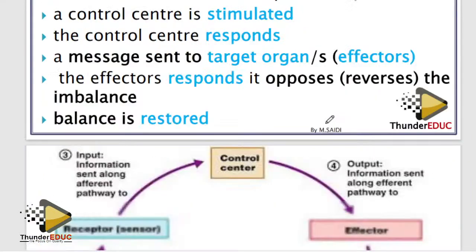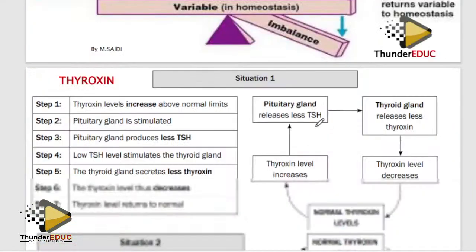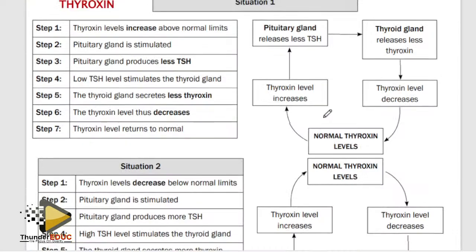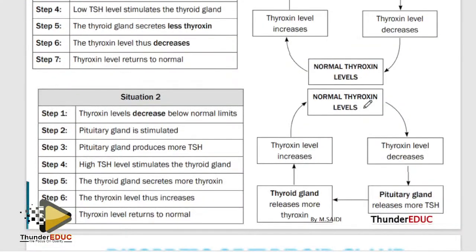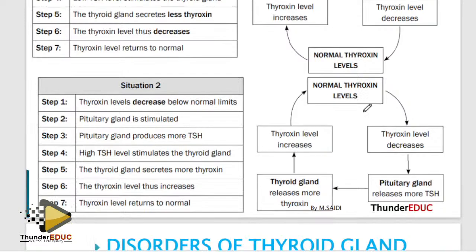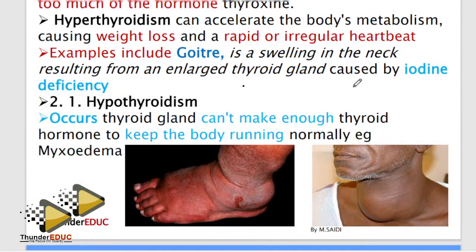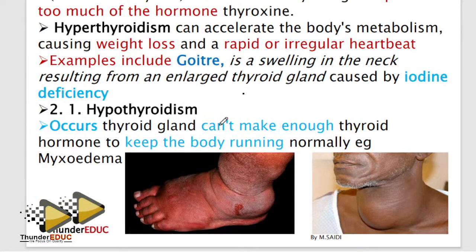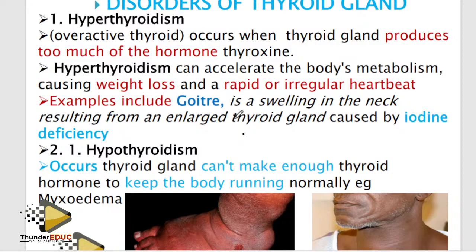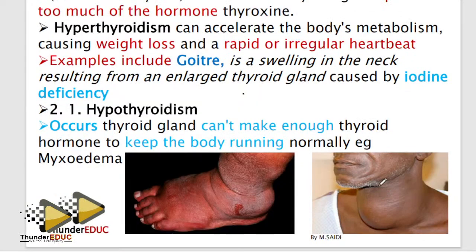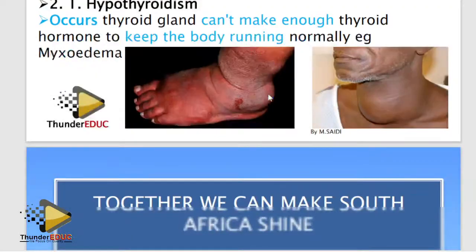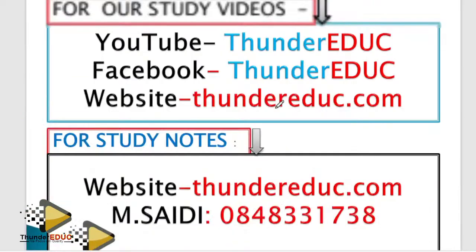Negative feedback mechanism. Here, I'm just going to give you one trick. But don't make the mistake of going in when you don't know thyroxine. Thyroxine, make sure you know it. Hyperthyroidism, hypothyroidism. Swelling of the thyroid gland is called goiter. But I'm going to show you how you can answer questions concerning homeostasis and the negative feedback mechanism.